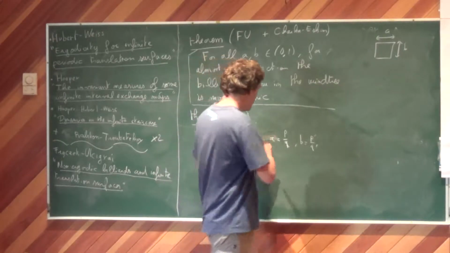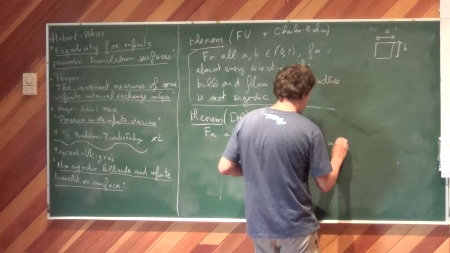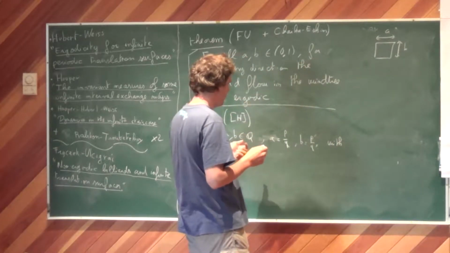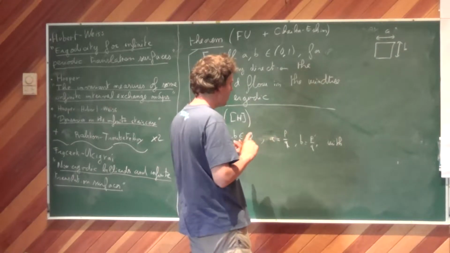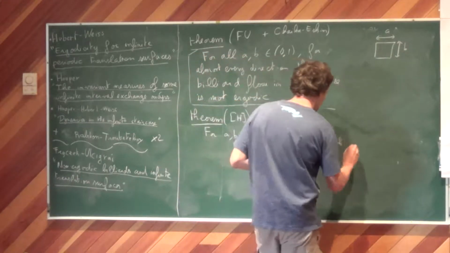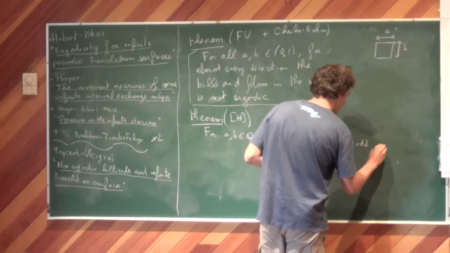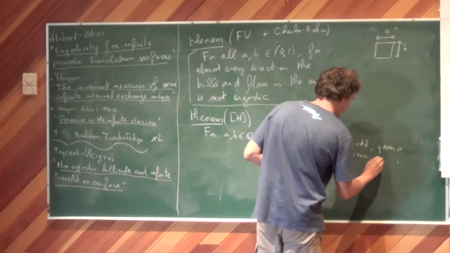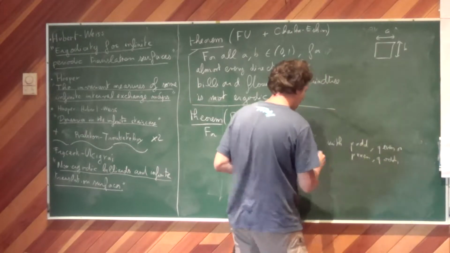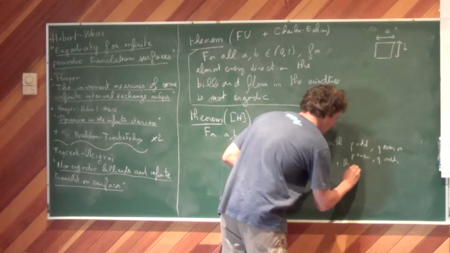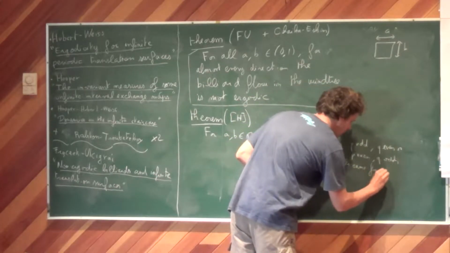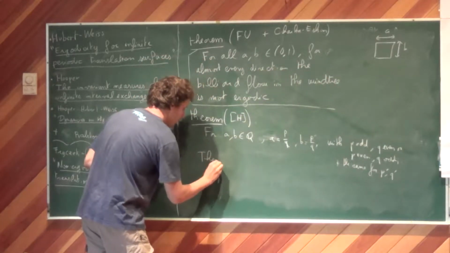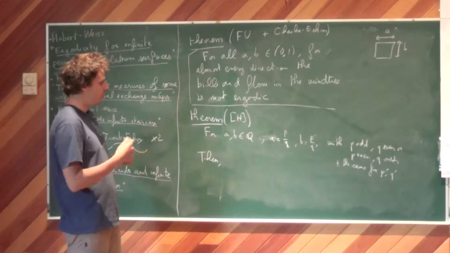For P and Q, what's the condition? We need some even-odd condition. In each of P and Q, one of them must be odd and one of them must be even: P odd, Q even, or P even, Q odd. And the same for P prime, Q prime. Then the conclusion is that there exists a big set of directions for which you do have ergodicity.